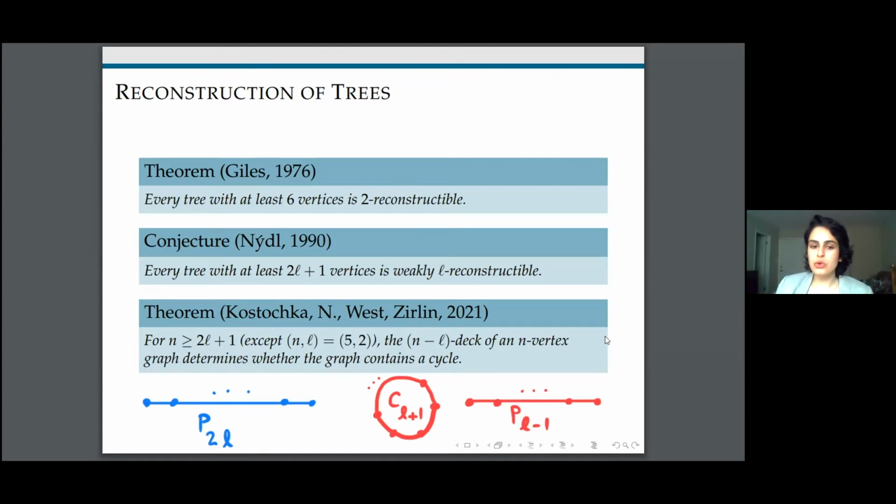The reason why both Nýdl's conjecture, if true, and our theorem are sharp is that if we look at a path on 2L vertices and the disjoint union of a cycle on L plus 1 vertices and a path on L minus 1 vertices, they both have the same deck. It's not immediate to see, but there are proofs for it. So the 2L plus 1, if the conjecture is true, is going to be sharp.